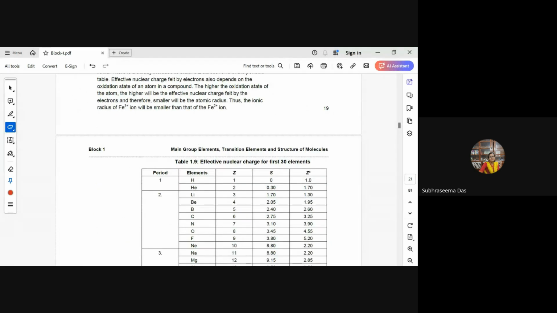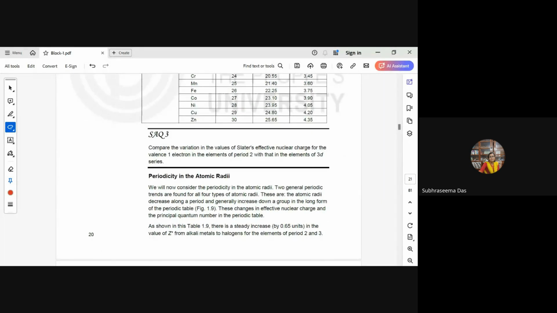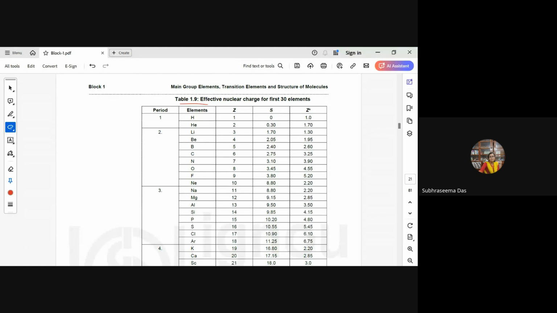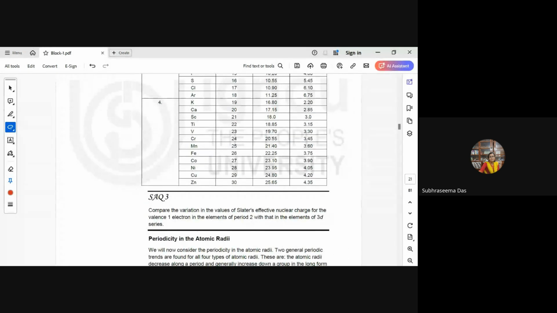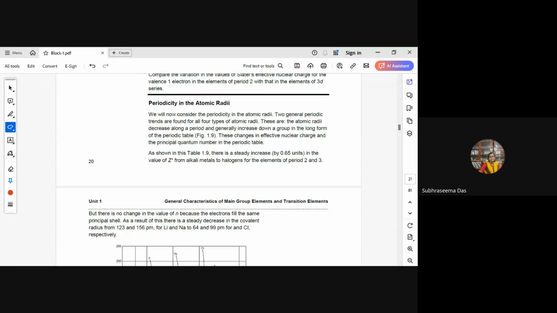In table 1.9, the effective nuclear charge for the first 30 elements has been listed. You can look into this table. The Z, the screening constant value, and the Z star value have been listed here. Now coming to periodicity in atomic radii.